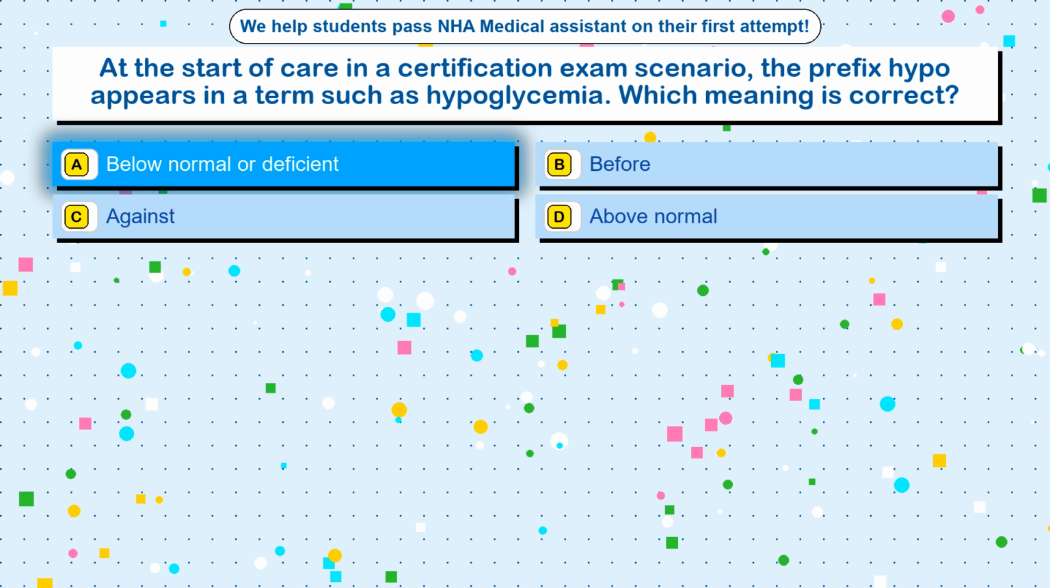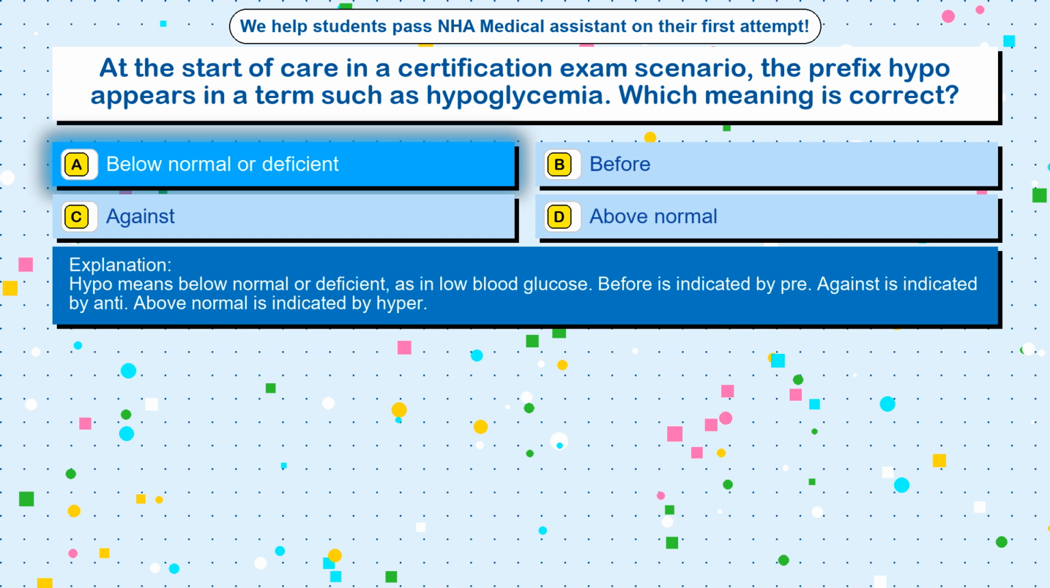The correct answer is option A. Below normal or deficient. Hypo means below normal or deficient, as in low blood glucose. Before is indicated by pre. Against is indicated by anti. Above normal is indicated by hyper.